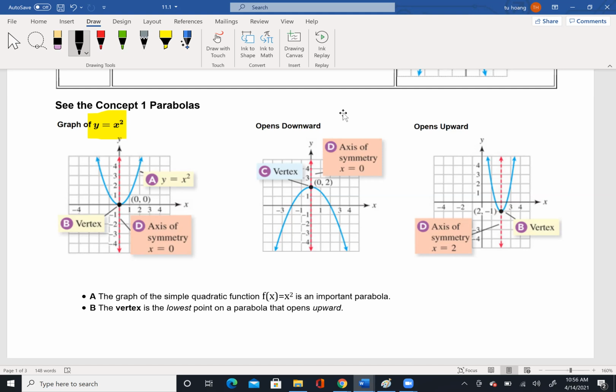Also, I want to tell you that there is an axis called the axis of symmetry. It is a vertical line that goes through the vertex, and in this case it is the y-axis, which is x equals 0, so the axis of symmetry here is x equals 0.